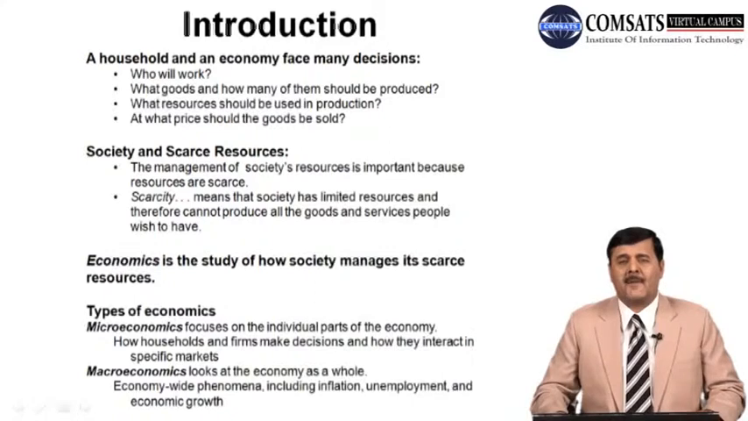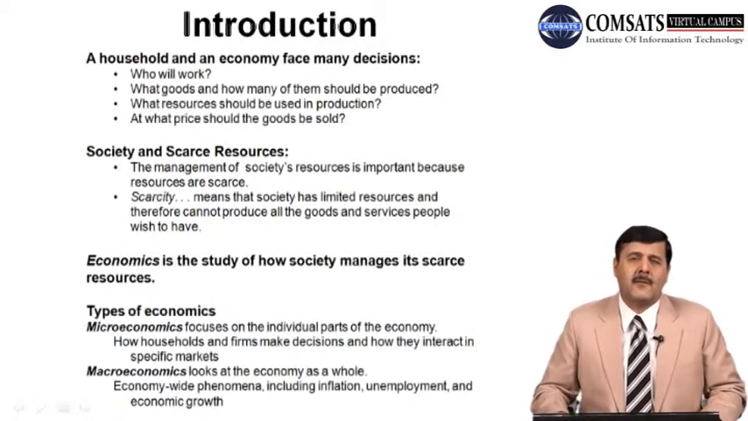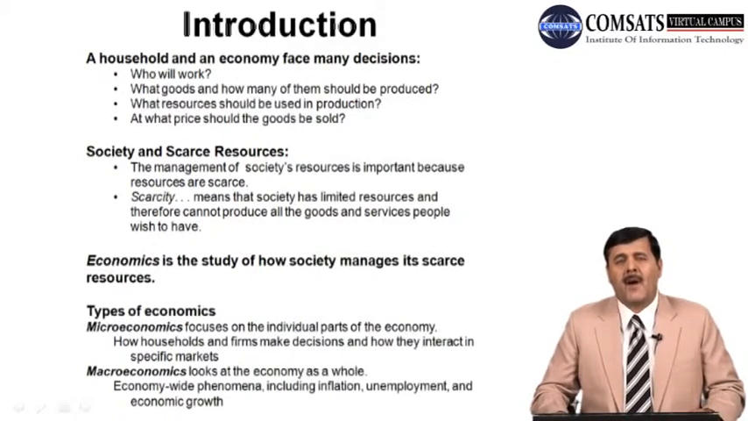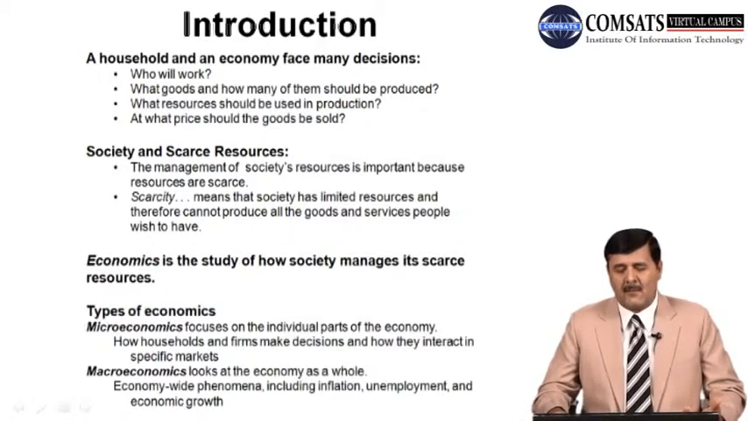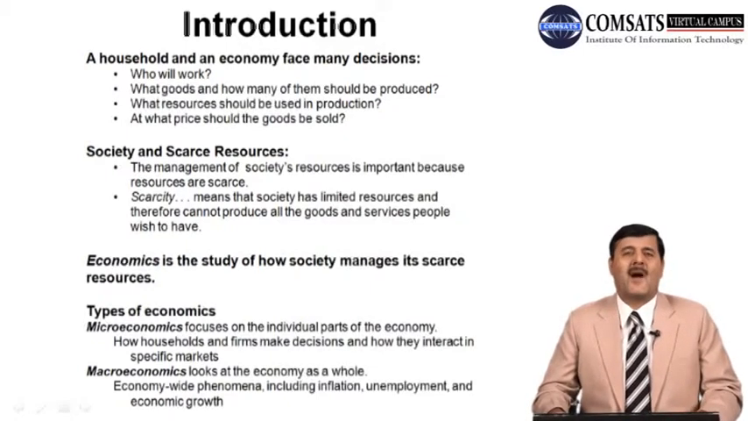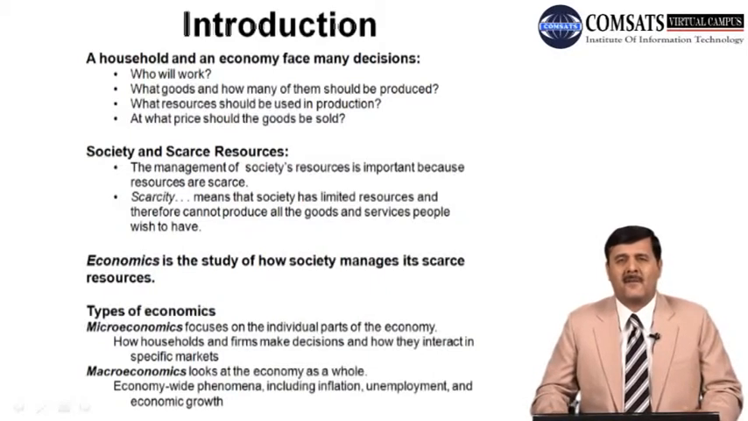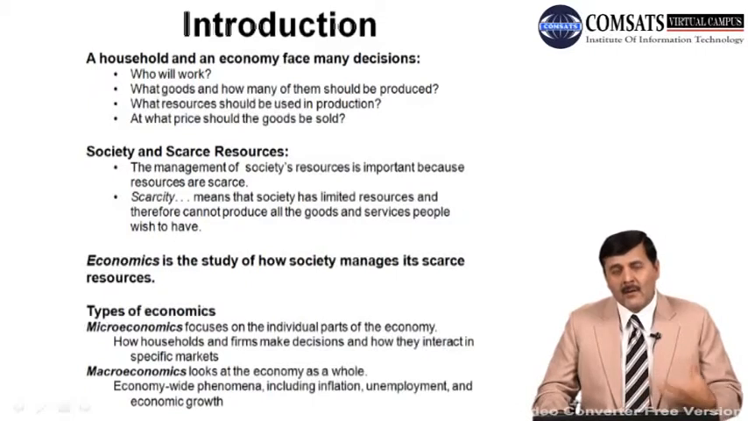Now we'll talk about the types of economics. As I told you in the introduction of the course, there are two types of economics that we will discuss in the whole course: micro and macroeconomics. Micro means small. Microeconomics focuses on the individual parts of the economy, how households and firms make decisions and how they interact in a specific market. When you talk about demand and supply, consumer behavior, market structure, cost and production, all this comes in the scope of microeconomics.